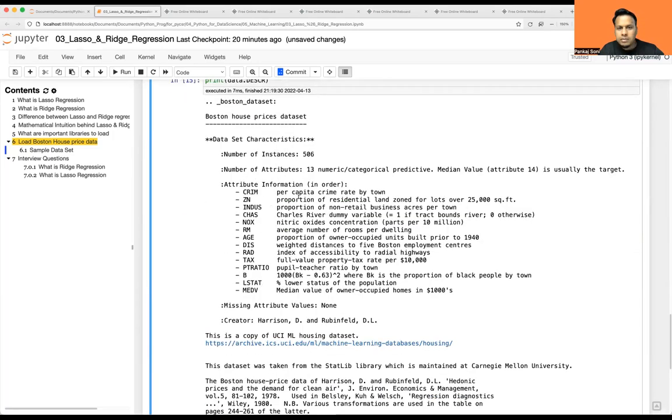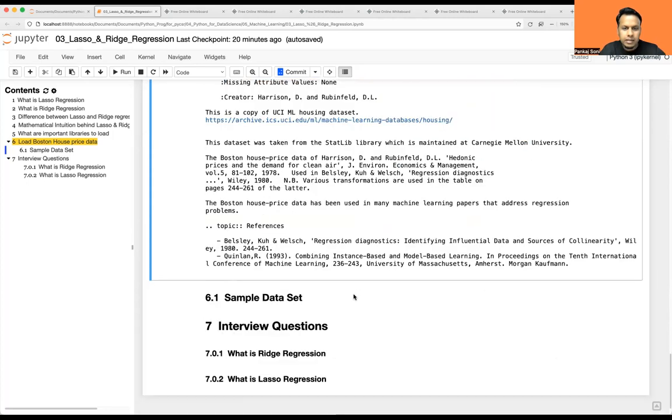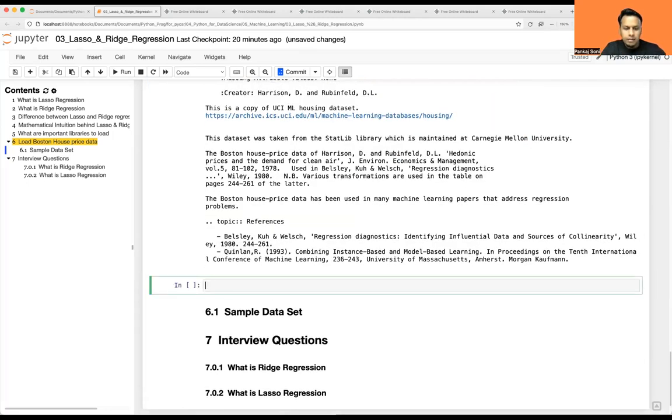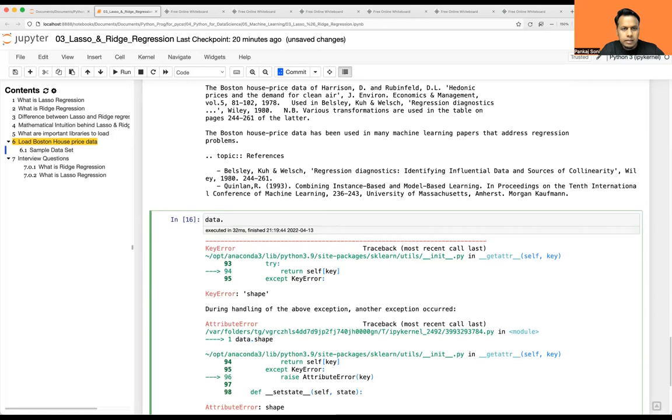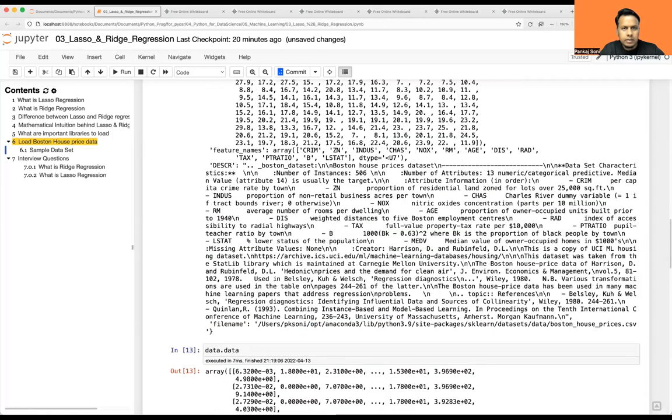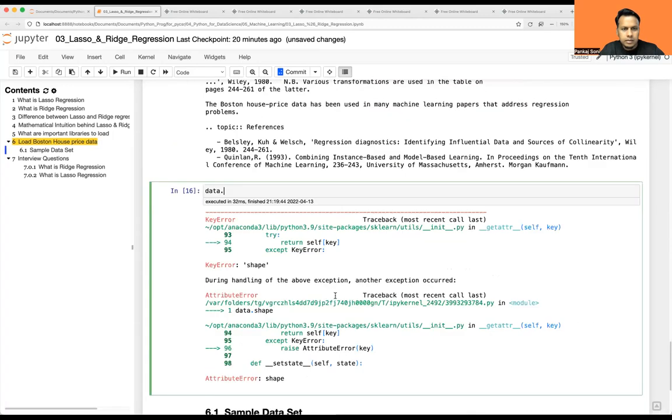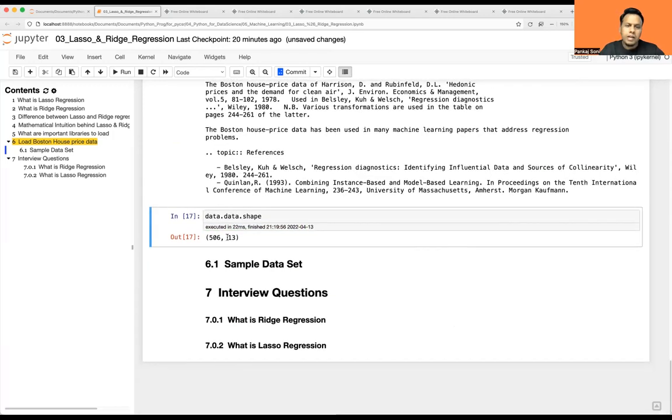CRIM is nothing but per capita crime rate by town. All the full forms are given, so you can read them to understand the data set better. But all we need to know is how many features we have. Let's check data dot data dot shape. Yes, we have a total of 506 observations, or readings, and a total of 13 features.